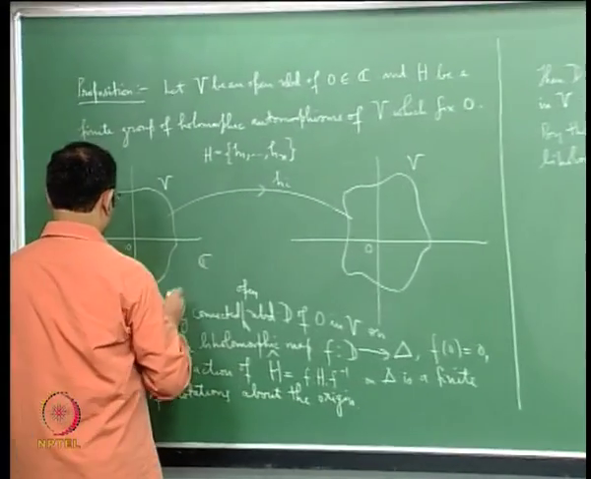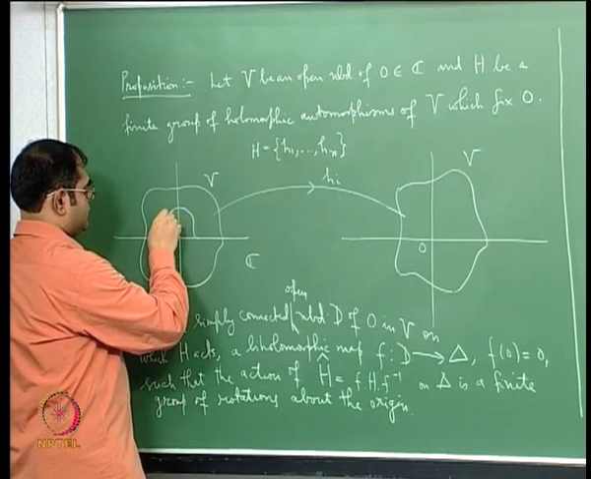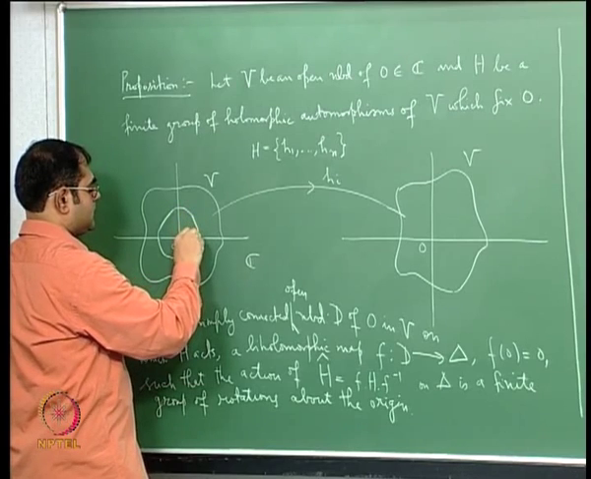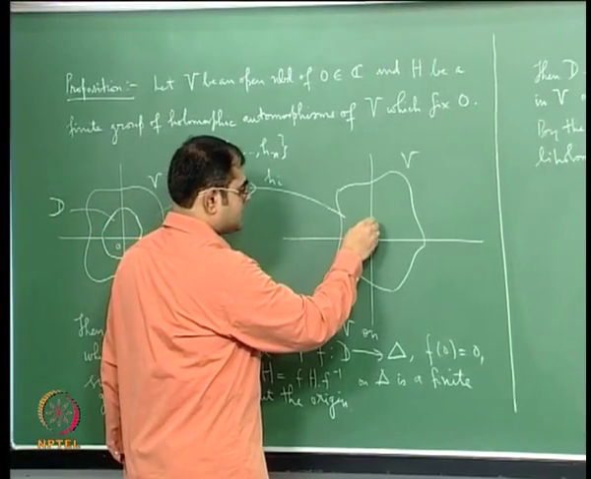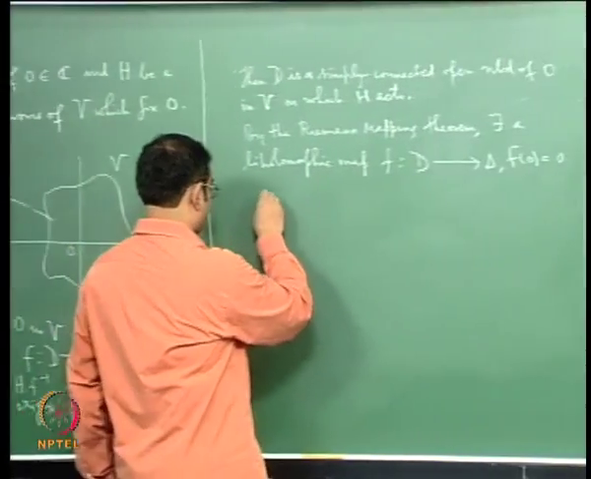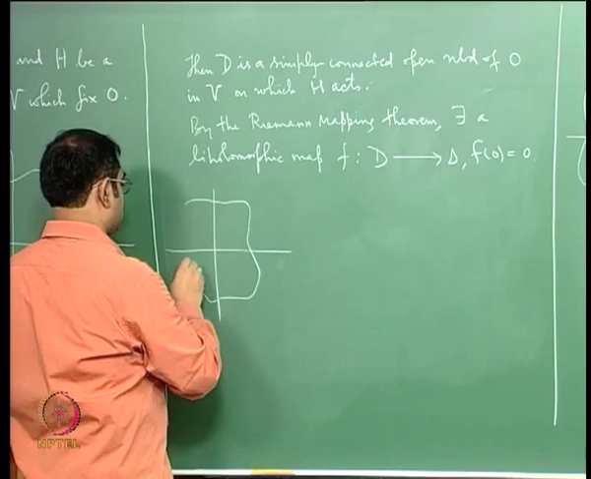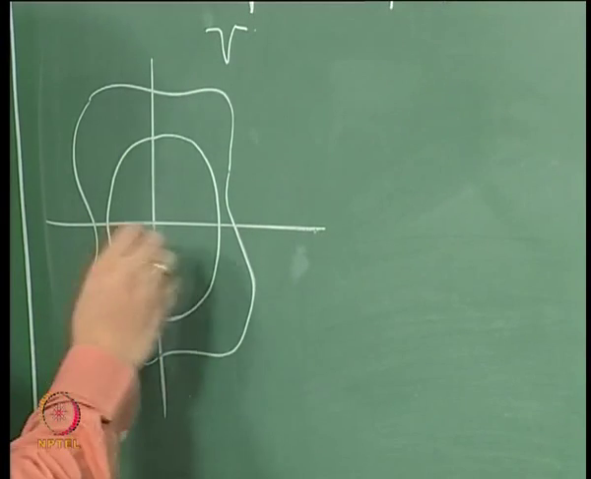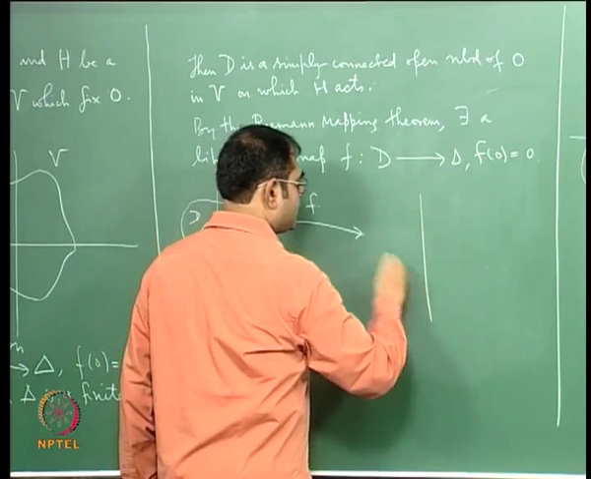So what is happening is, I should be careful, I'm trying to draw something that is convex. So here is my D, and the image of D is the unit disk. No, not in this diagram, so I'll have to draw another diagram for this. Anyway, let me draw it. Something like this. I have some D, and I have a biholomorphic map of that into the unit disk.